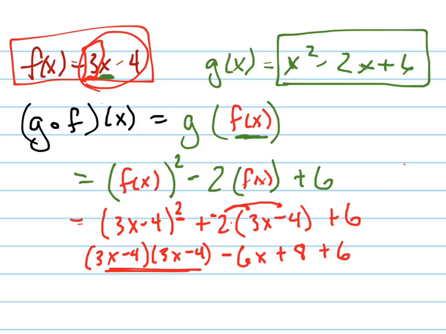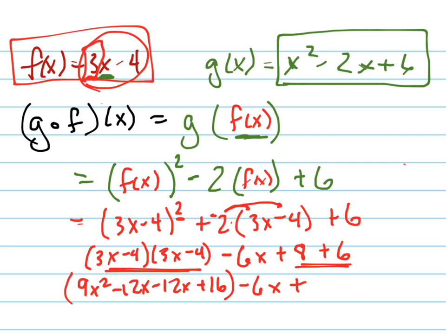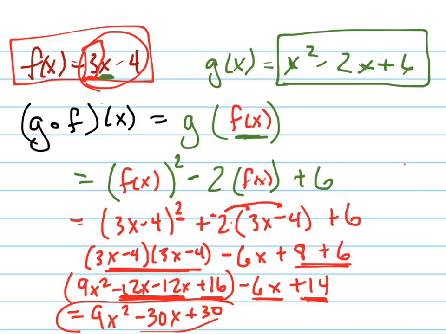Now let's expand this one out right here. Remember, this has to FOIL out, so it's going to be 9x squared minus 12x minus another 12x plus 16. That's that whole thing. Minus 6x, I could combine those, that's plus 14. So now let's just add like terms. I've got 9x squared. I've got how many x's? Negative 24 and another negative 6, so what is that in total? Negative 30. Negative 30, and then I have 16 plus another 14, which is positive 30. So there's your answer. That is g of f of x.